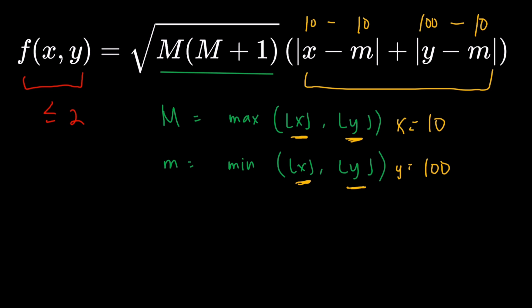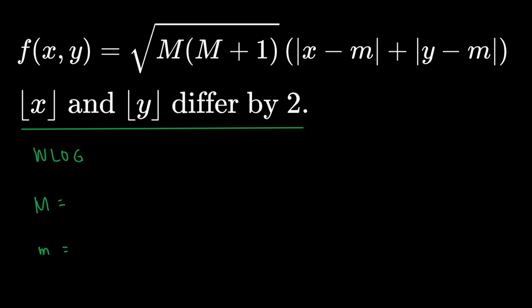I just wanted to see how the function would behave, because I have literally no information about the graph. So what I decided to do is just take a random example. Let's just say floor of x and floor of y differ by 2. I realized that just taking note of the values of x and y wouldn't really help me much, but if I know the difference of x and y, I could take into consideration the behavior of this part as well as this part.